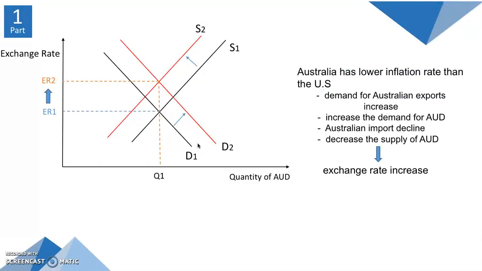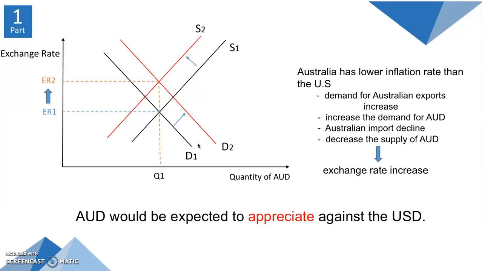Because Australia has a lower inflation rate than the US, Australian goods and services would be at a lower price. Therefore, the demand for Australian exports will increase, which increases the demand for AUD. Demand curve shifts to the right. Also for domestic people and firms, it might be more expensive to import goods and services from the US. Australian imports will decline, which decreases the supply of AUD. Supply curve shifts to the left. As a result, the exchange rate increases.